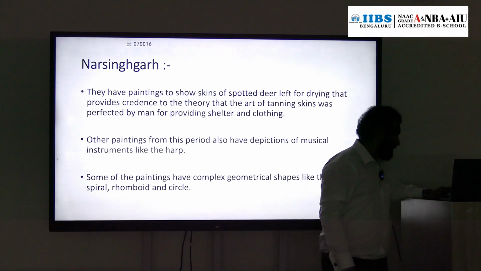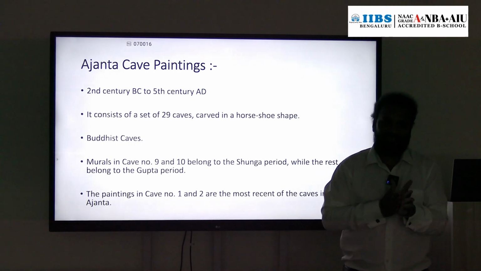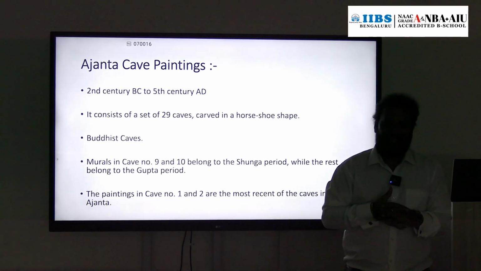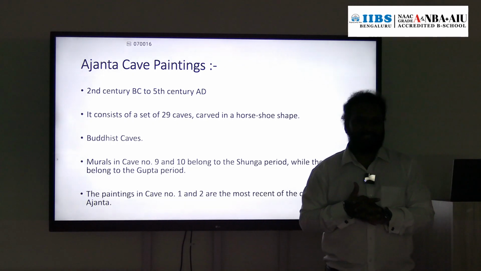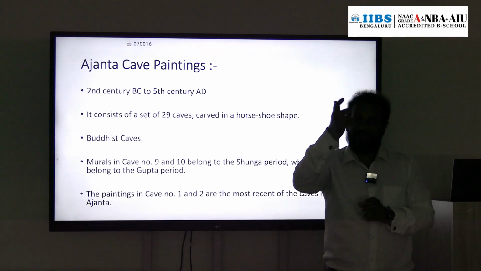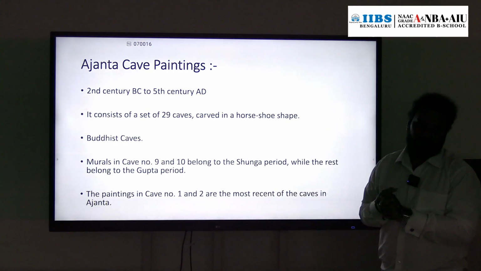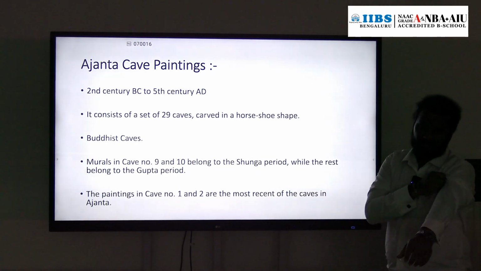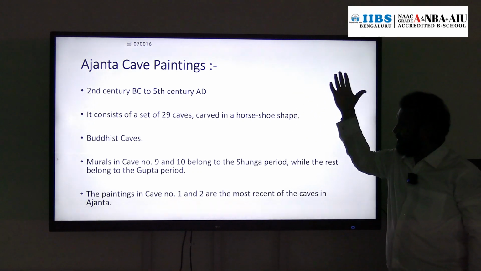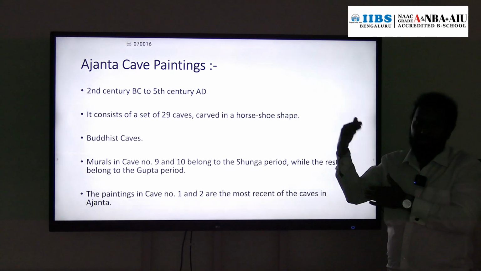Okay, then next, this is very important, very important. Many times they ask in the prelims exam regarding Ajanta cave paintings. In architecture we discuss Ajanta caves and Ellora caves from the architecture point of view. Now we will discuss the paintings point of view regarding Ajanta and Ellora caves. So Ajanta cave painting developed between the 2nd century BC and the 5th century AD. Remember, Ellora is younger than Ajanta.